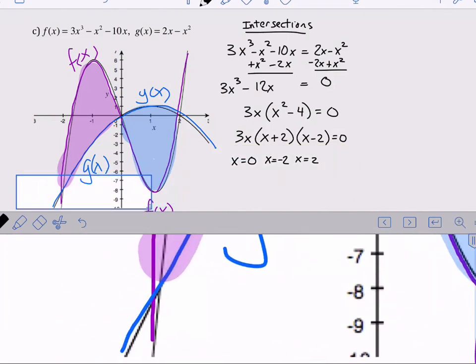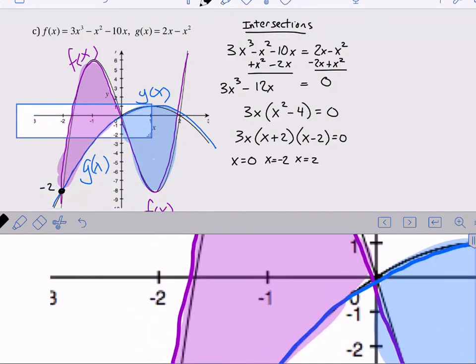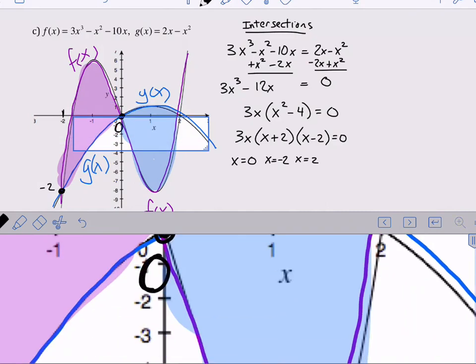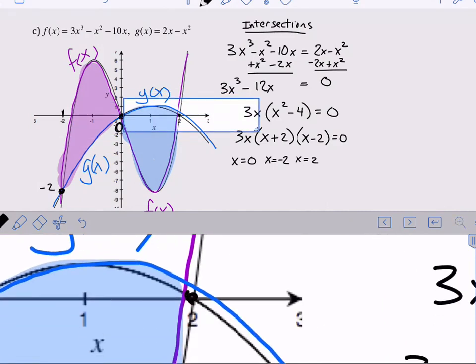Now what that gives us is all of these intersections. So this one is happening at x equals negative 2, and you can kind of see that there in the graph. This intersection happens when x equals 0, and then this intersection is happening here when x equals 2.